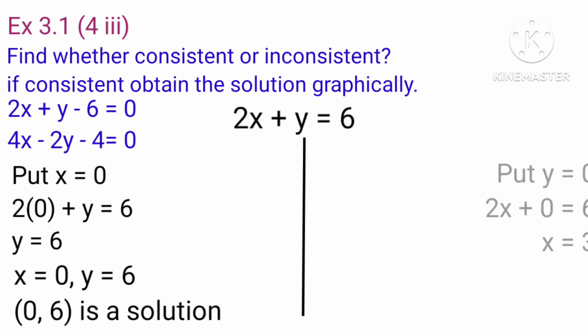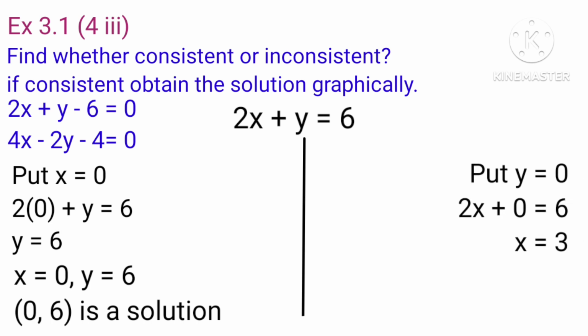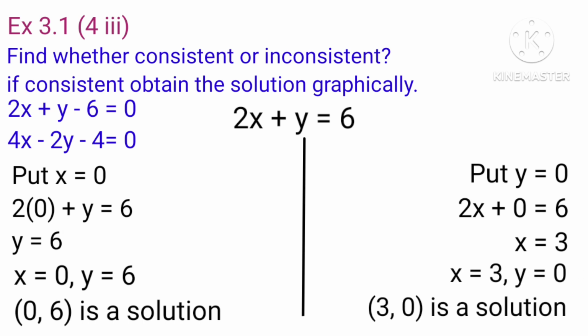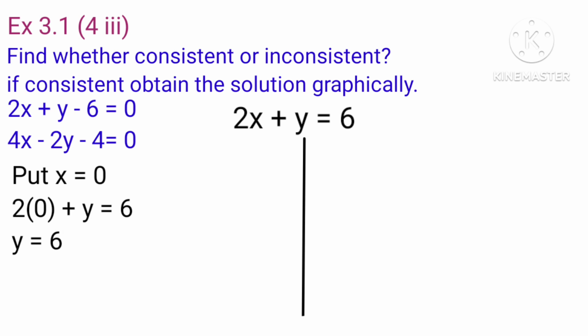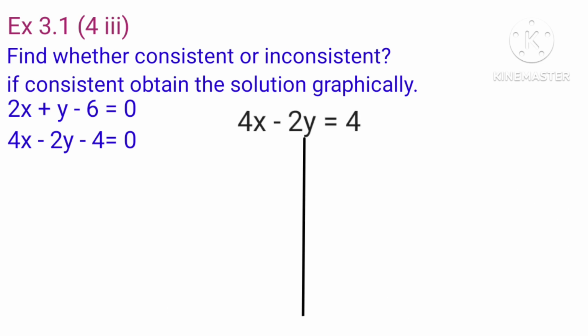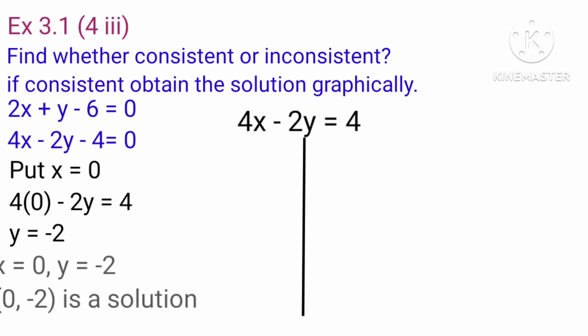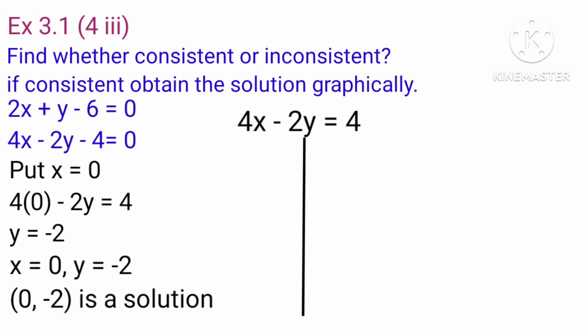Now I'm putting y is equal to 0. For 2x plus 0 is equal to 6. So I'm getting x is equal to 3. So x is equal to 3 and y is equal to 0. So 3 comma 0 is a solution. Now for equation 2, 4x minus 2y is equal to 4. Again I'm putting x is equal to 0. So 4 into 0 minus 2y is equal to 4. So y is equal to minus 2. For x is equal to 0, y is equal to minus 2. So 0 comma minus 2 is a solution.